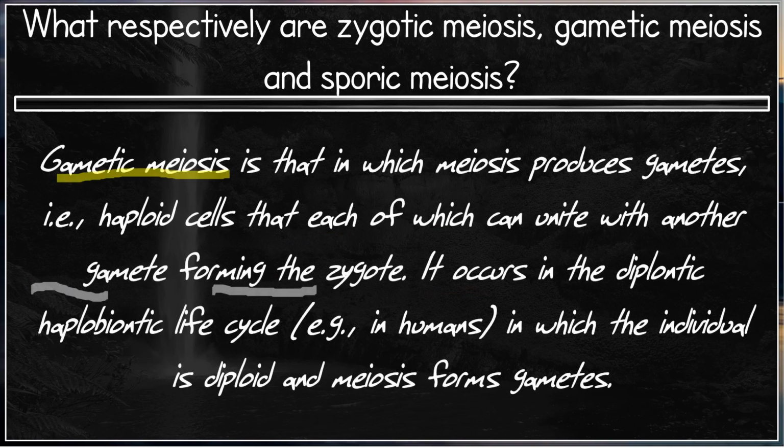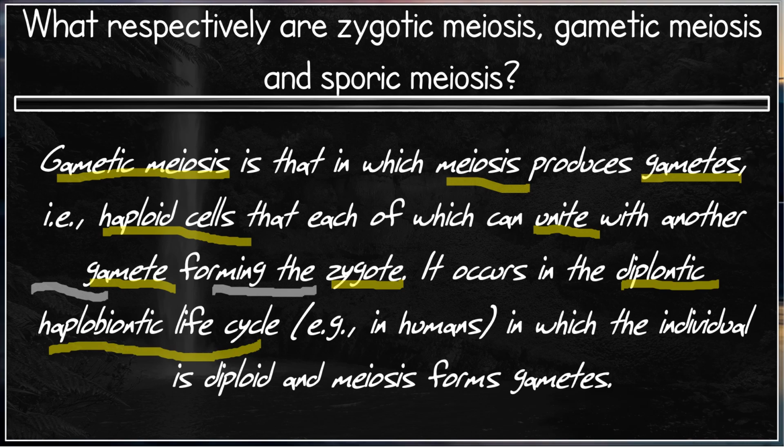Gametic meiosis is that in which meiosis produces gametes, i.e., haploid cells that each of which can unite with another gamete, forming the zygote. It occurs in diplontic life cycle, like for example in humans, in which the individual is diploid and meiosis forms the gametes.